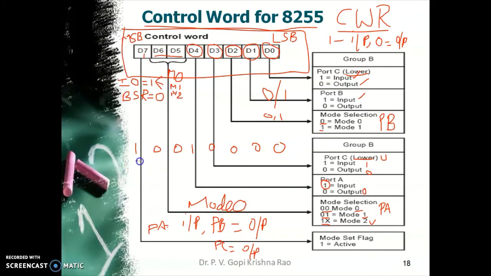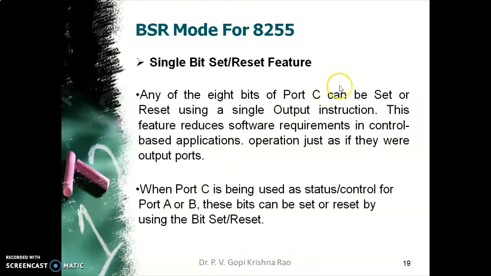So by default, what is the control word that we have? 90. So when we write the control word 90 in hexadecimal, we are configuring 8255 in basic IO mode with port A in mode 0 as input, port B in mode 0 as output, and port C upper and lower as output. So this is one of the primary parts that we have to do before we actually start programming and configuring 8255. So far we have seen how we can use the IO mode of operation of 8255.